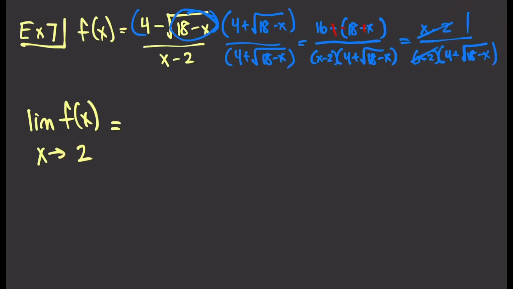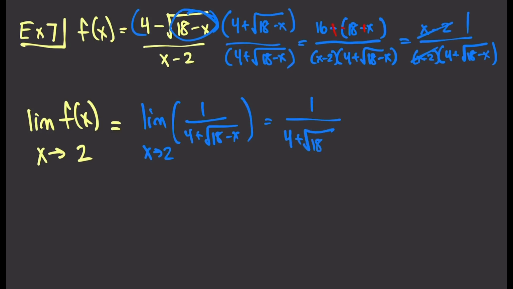All right, so what this turns into is the limit of 1 over 4 plus square root 18 minus x as x approaches 2. So I'm just going to plug in that 2. And usually this works out kind of nicely. So you can see here that's going to be a 16. The square root of 16 is just 4. So that's just going to become a 4. 4 plus 4 is 8. So this limit is just going to be 1 over 8.